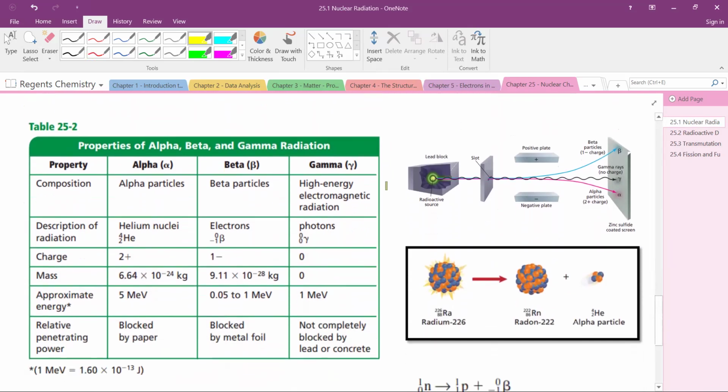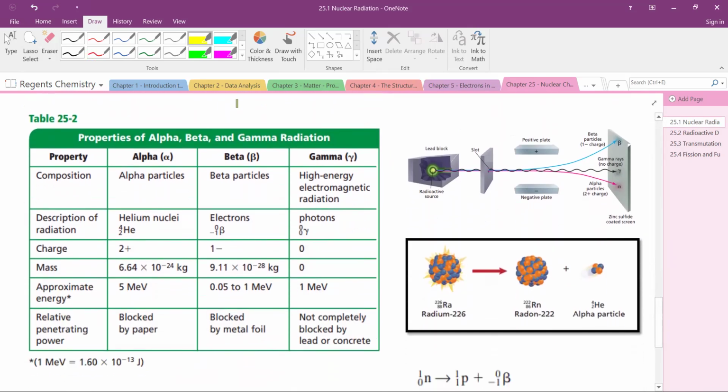Okay. So there are three types of radiation that we are going to concern ourselves with. There are more types of radiation that exist. These are just the most important three for us to consider. And those are alpha, beta, and gamma radiation. Alpha radiation consists of alpha particles. An alpha particle is a helium nucleus.